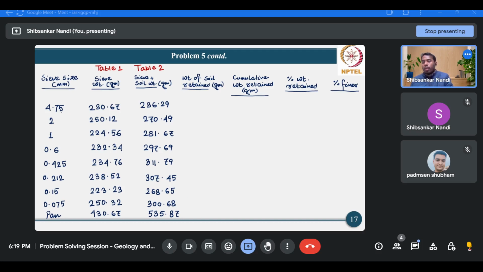from 4.75 mm size to 0.075 and the pan as well. Now, how we can do that? We can do that by subtracting the sieve weight from the combined sieve plus soil weight. So please subtract the sieve weight from the combined sieve plus soil weight and let me know what values you are getting for the fourth column. Since it's quite a lengthy problem, please do the calculation a little bit faster. So what are the values you are getting for the fourth column of this table?